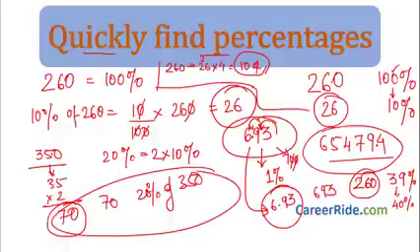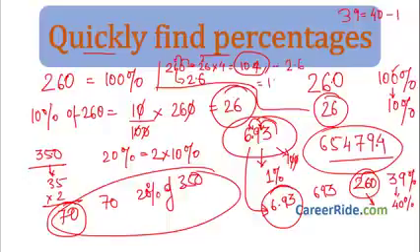Now what do we want? We want 39%. What is 39%? 39% is nothing but 40% minus 1%. Now what is 1% of 260? 1% of 260 is 2.6, because we put in two decimal places. So 104 minus 2.6 would be 101.4.